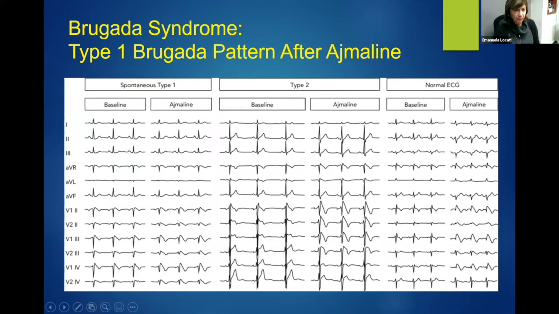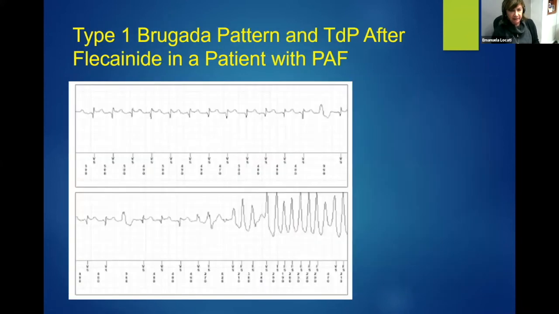So this is a patient with spontaneous type 1. If you give ajmaline, you enhance the phenotype, but it's not very changed. But then if you give the drug to a type 2, or even to a patient with an almost normal type 3, which is basically a very normal tracing, these are patients who have then been discovered to be SCN5A mutation carriers. It is clear that ajmaline is able to induce a very typical type 1 Brugada pattern, and it is a diagnostic test in this case.